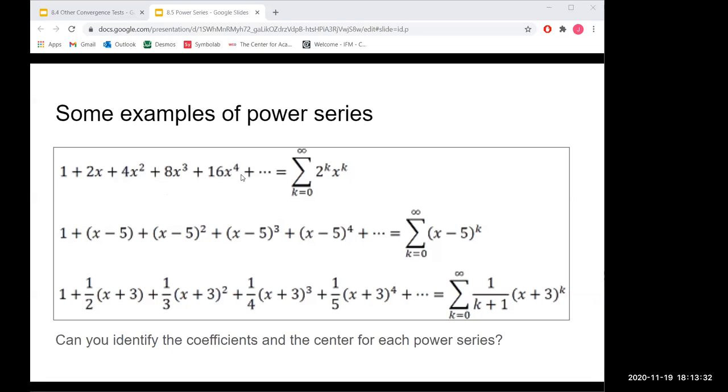Okay. So this is a power series. Can you guys see what the coefficients are for that series? The first one?